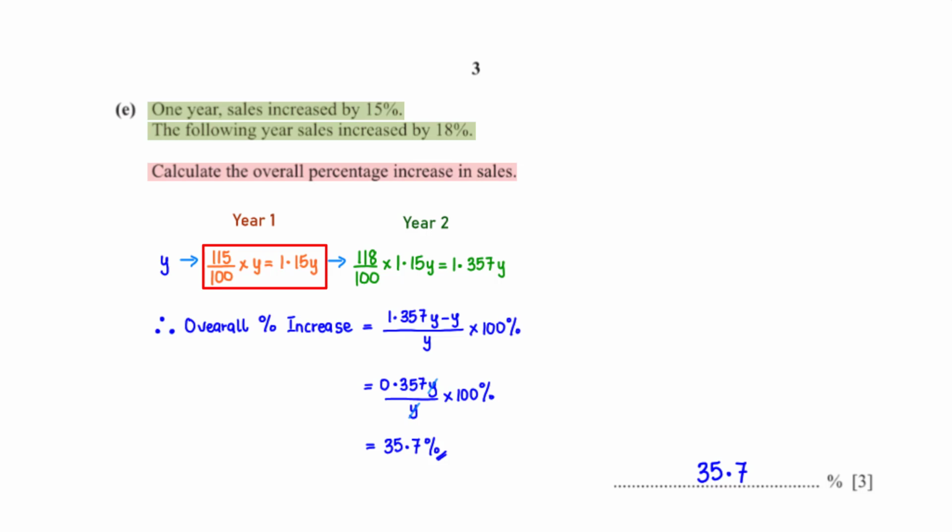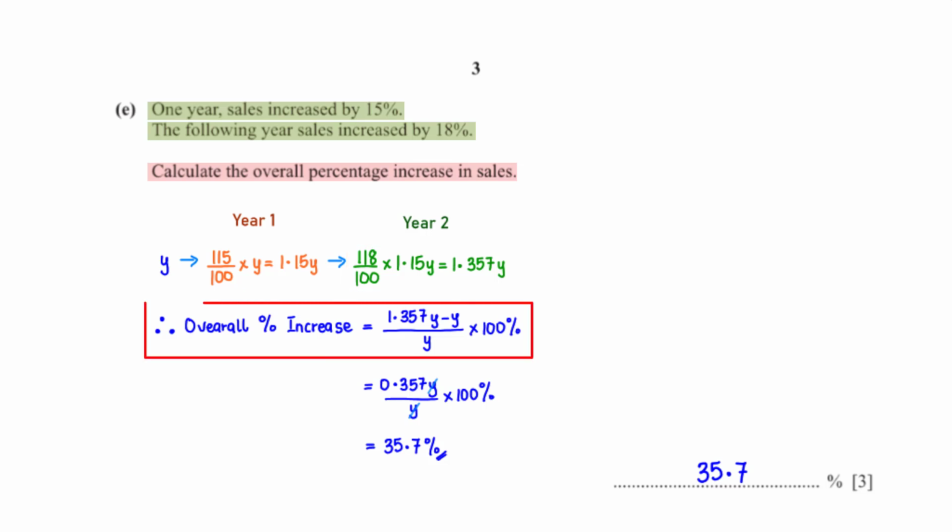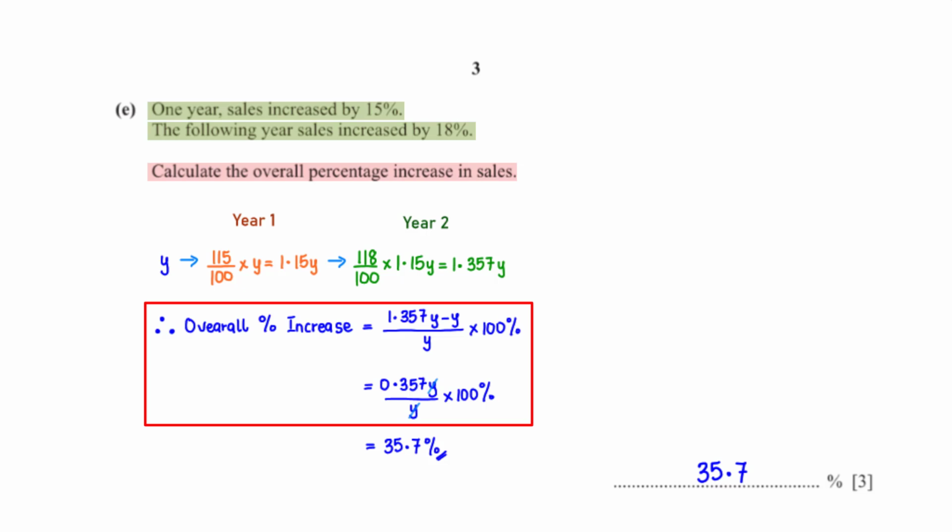If in the following year the sales increased by 18%, then the new sales value would be 118% of 1.15 Y, which is equal to 1.357 Y. So now the overall percentage increase is equal to the increase in sales, which is 1.357 Y minus Y, divided by the initial sales value, which is Y, times 100%. 1.357 Y minus Y is 0.357 Y. The Y cancels out, so 0.357 times 100% is 35.7%.